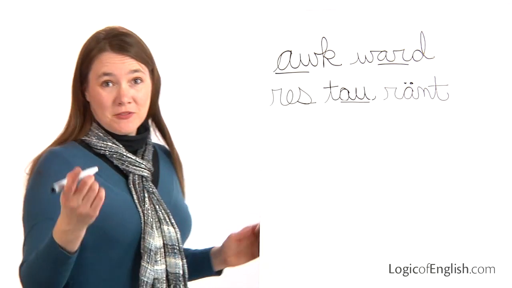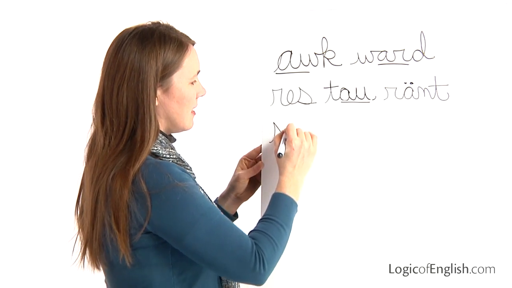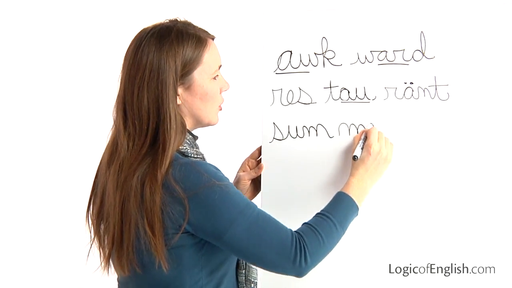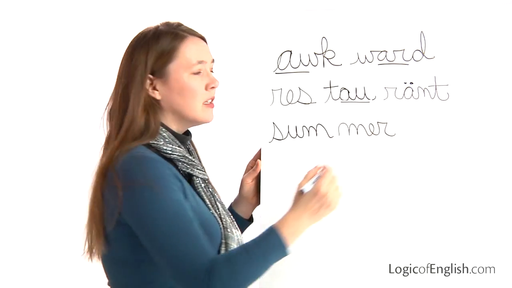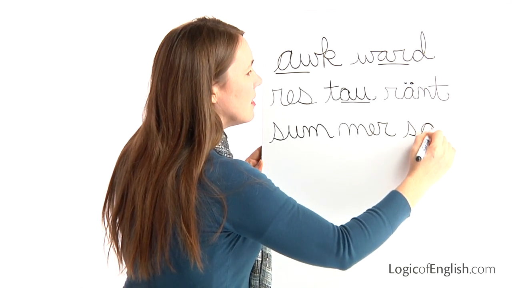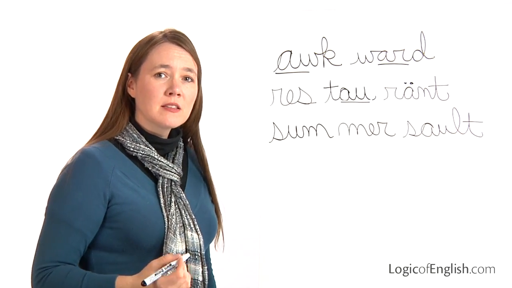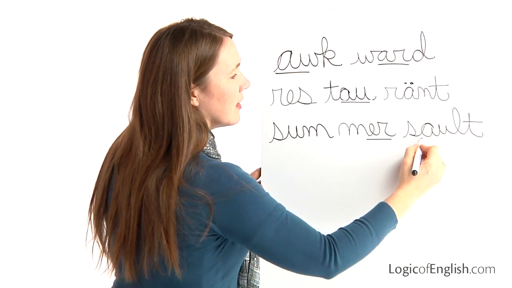And now help me to write it. The first syllable is sum. S-U-M. The second syllable is mer. M-E-R. And the third syllable is salt. S-A-L-T. And how will we mark somersault? We'll underline the er and the aw.